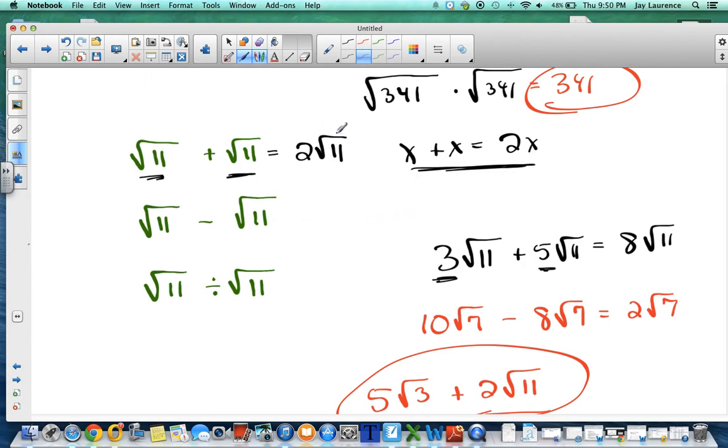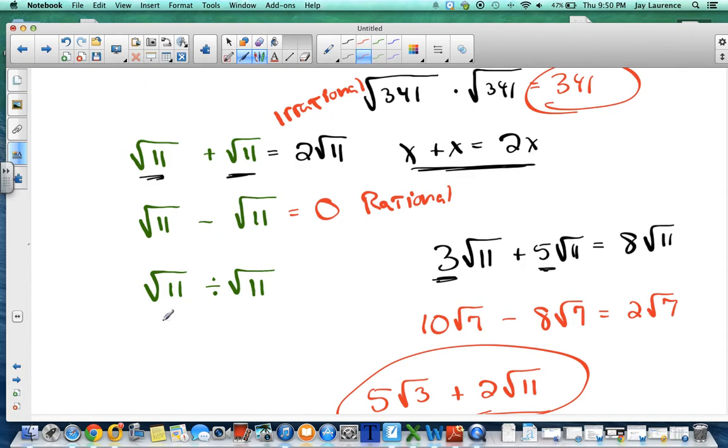Now, by the way, 2 times the square root of 11, that is an irrational number, isn't it? So if I take the square root of 11 and add it to itself, I get an irrational number. But when I take the square root of 11 minus the square root of 11, I get 0, don't I? Which is a rational number, as we said before. That's interesting. If I add the 2 square roots of 11, I get an irrational number, but if I subtract them, in this case, I get a rational number.